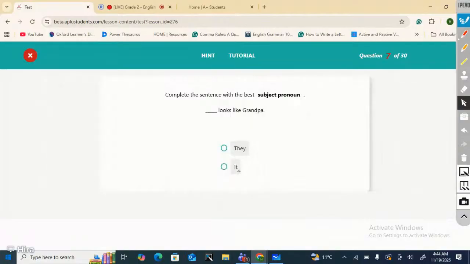Blank looks like grandpa. Again, we need a subject pronoun, but we have a verb. Looks. Verb is looks. It ends in s. If the verb ends in s, we know it's a singular verb. So if the verb is singular, we require a singular subject pronoun. They or it. Which one is correct? Which one is a singular subject pronoun?